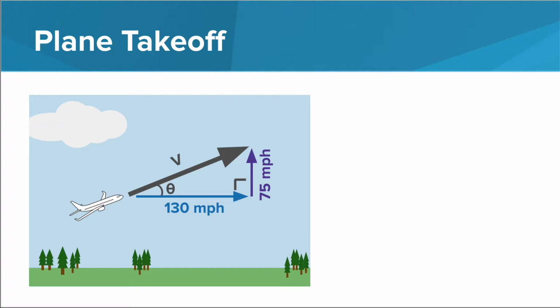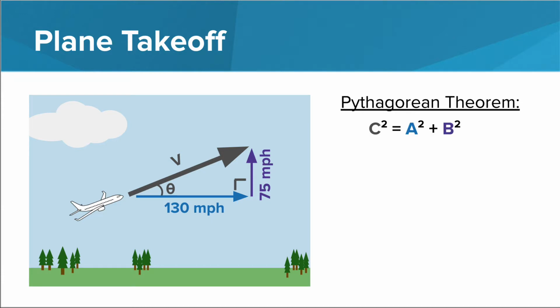If we know the x and y components and need to determine the magnitude of the actual velocity v, we can use Pythagorean Theorem, which states that the hypotenuse c squared is equal to the adjacent side, a squared, plus the opposite side, b squared. Applying the appropriate variables for this problem, we get v squared equals Vx squared plus Vy squared, and we solve for v.